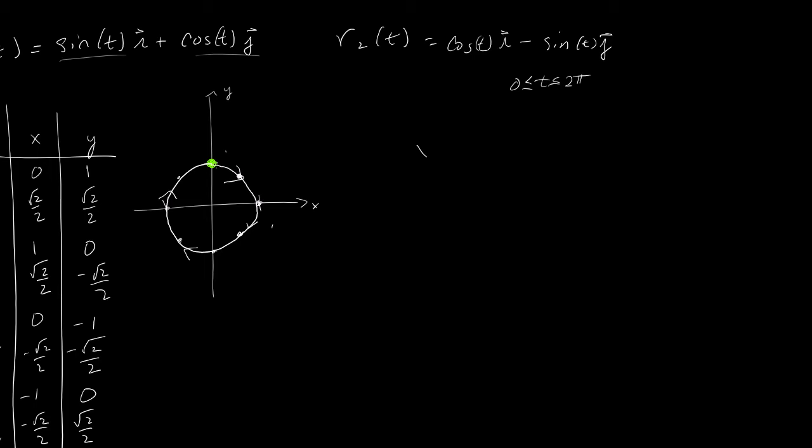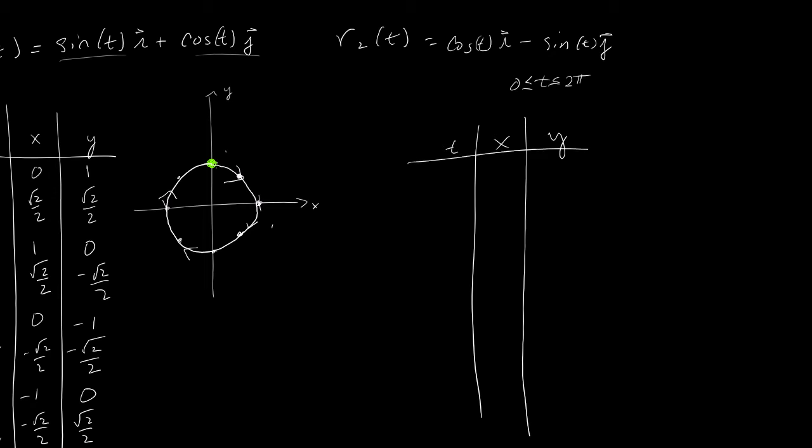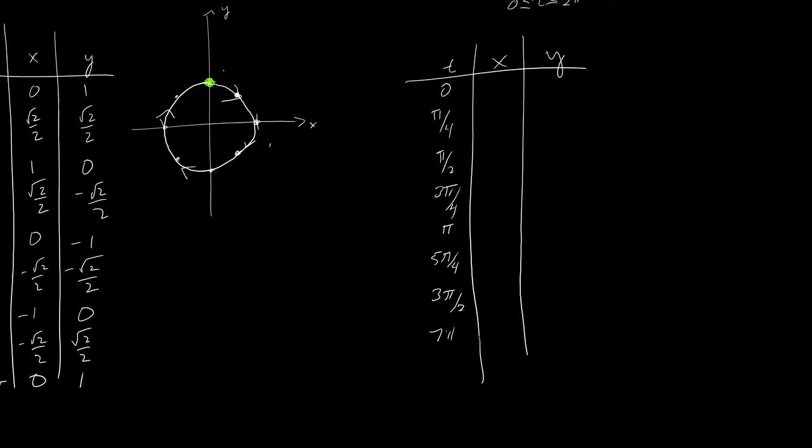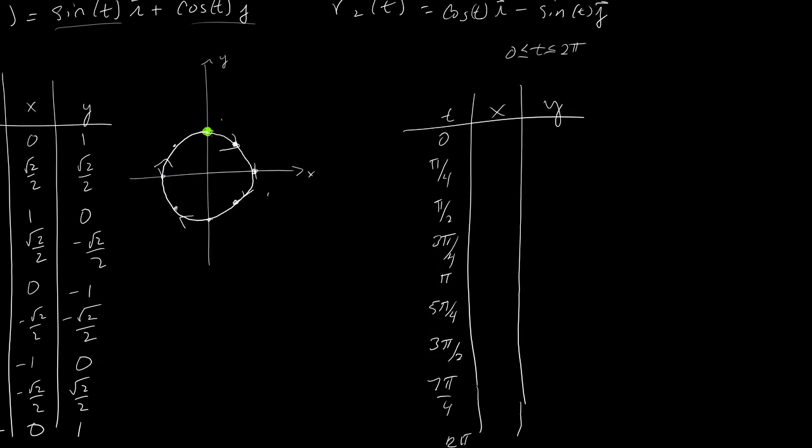So we have our t, our x, and our y. For simplicity, I'll do the exact same values. 0, pi over 4, pi over 2, 3 pi over 4, pi, 5 pi over 4, 3 pi over 2, 7 pi over 4, and 2 pi. Okay, so now the x component is given by cosine of t. So cosine of 0 is 1, and then it'll follow its pattern through, same as before.